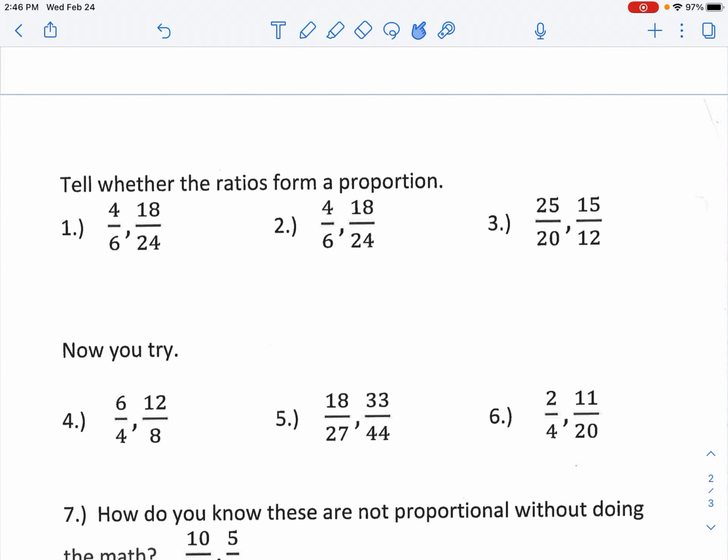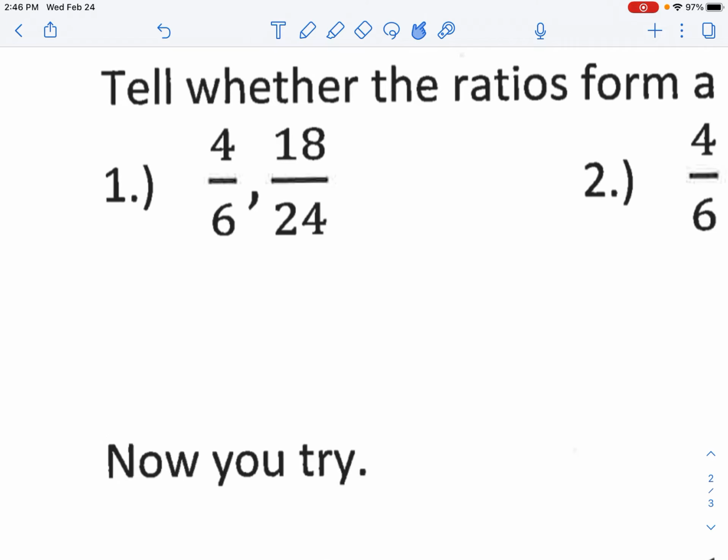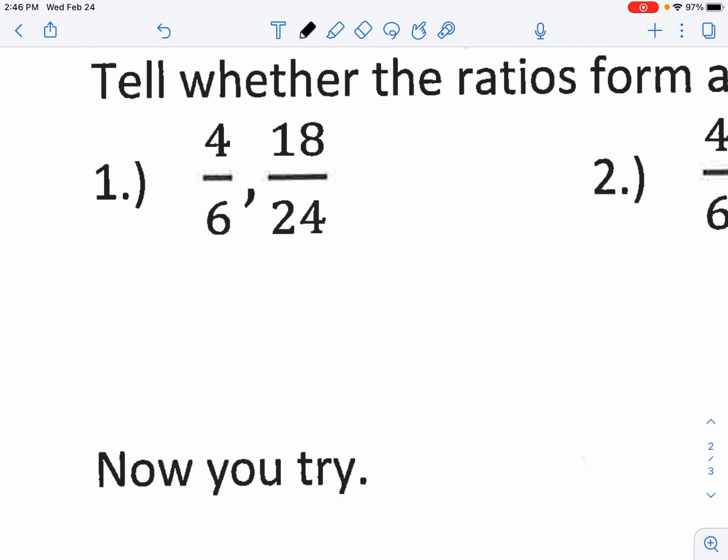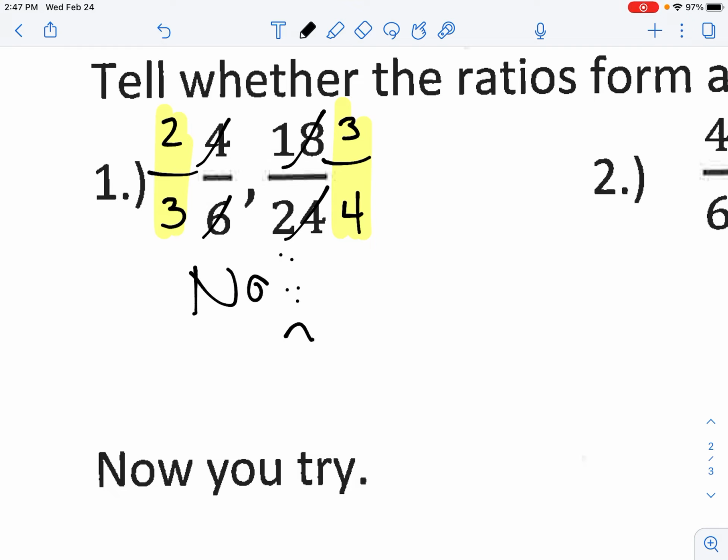Moving on to the next page. Now, tell whether the ratios form a proportion. So you can use any method that you want. I'm going to go ahead and start off using reducing to lowest terms. Divide by 2. Divide by 2. That reduces to 2 to 3. Divide by 6. Divide by 6. That reduces to 3 to 4. So if this ratio reduces to 2 to 3, and this ratio reduces to 3 to 4, your answer would be no. Now, I also could have done cross products, or I could have found a common multiplier.